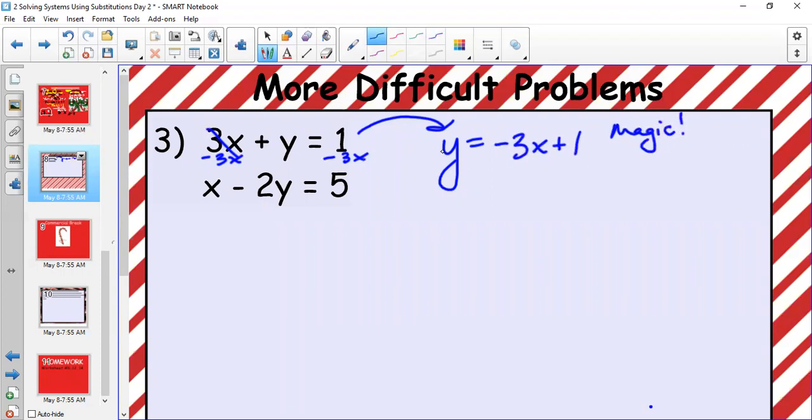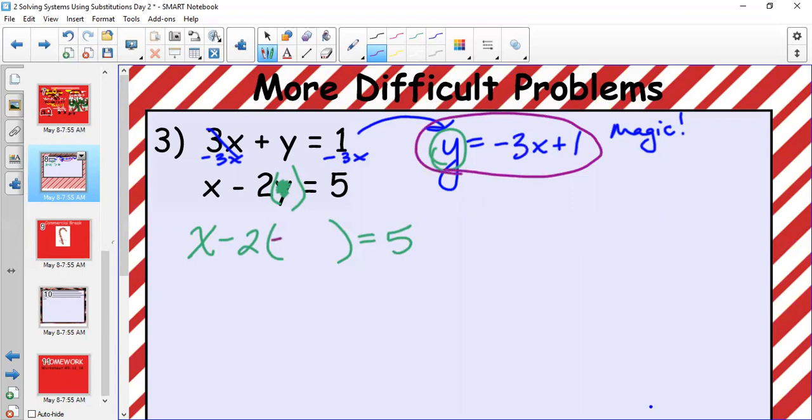Okay, since y is by itself, I'm going to go down to the other equation and take out the y and put in parentheses. And I literally just copied down the exact equation with the parentheses. And then you go back to the magic, and we're going to substitute, hence why this is called solving by substitution. Instead of the y, I'm going to substitute in that magic equation. So I'm going to substitute in -3x plus 1. And this is what I have to solve.